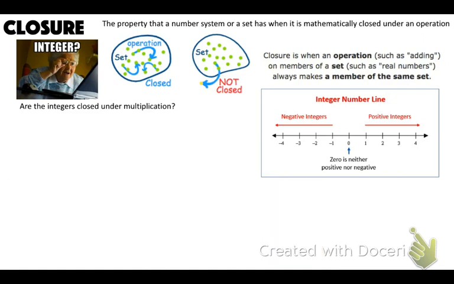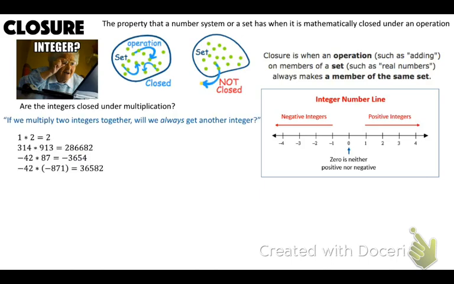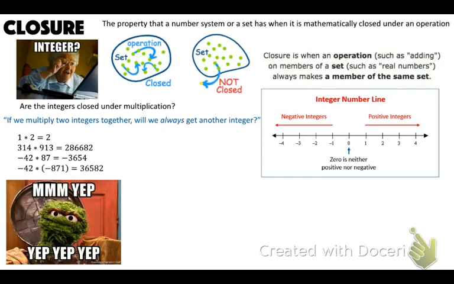Okay, what about multiplication? So if I multiply two integers together, will I always get another integer? Well, I did a bunch of them. So 1 times 2 is 2. 314 times 913 is that big number. And you can see here, I'm always getting integers. They might get big or really small, but they are all integers. So, yep, says Cookie Monster.